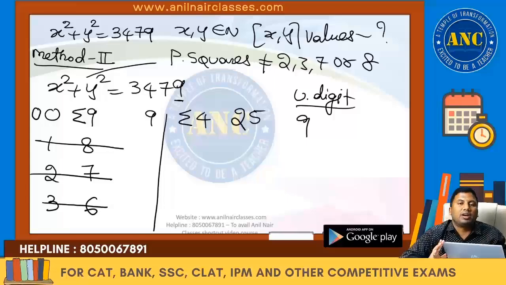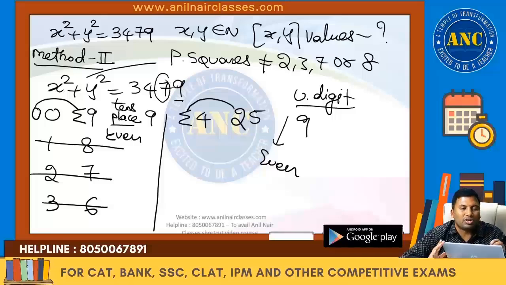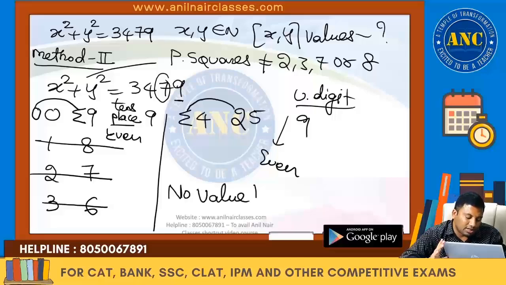Any perfect square ending with 5 has tens place 2. Even plus 2 is an even number. That means the tens place should be an even number. 0 plus even is an even number. According to the unit digit logic, the tens place should be an even number, but according to the question, the tens place is an odd number. So the answer is no value for x comma y exists.